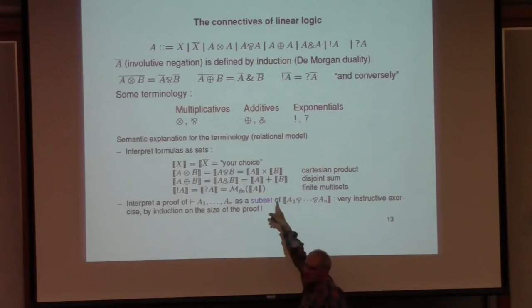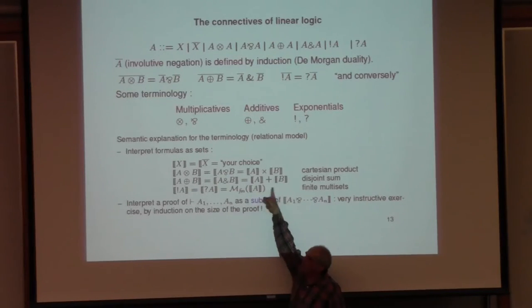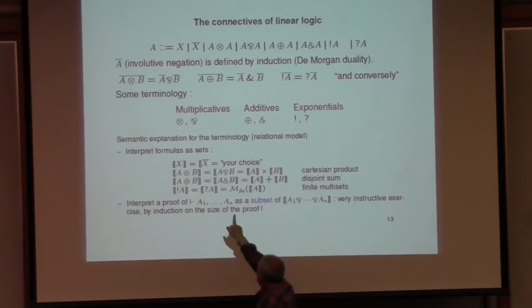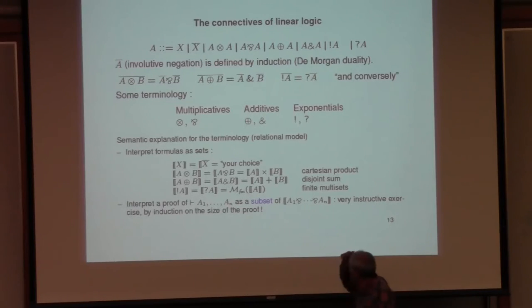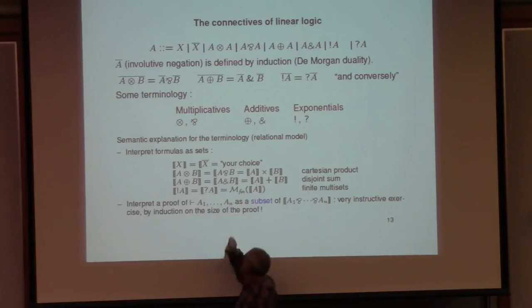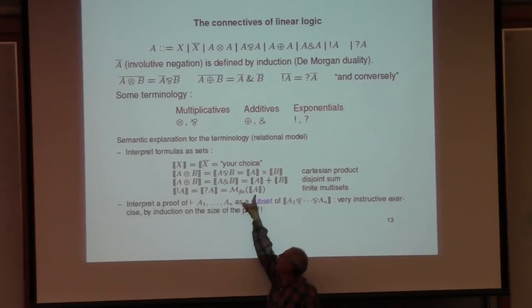So the model is degenerate in the sense that it interprets dual formulas in the same way. So it cannot see the duality. The tensor and the par are both interpreted as the Cartesian product of the two interpretations. The plus and the with are interpreted as the disjoint union of the two sets. And the bang A and the why not A are interpreted by the set of all finite multisets of elements of A.